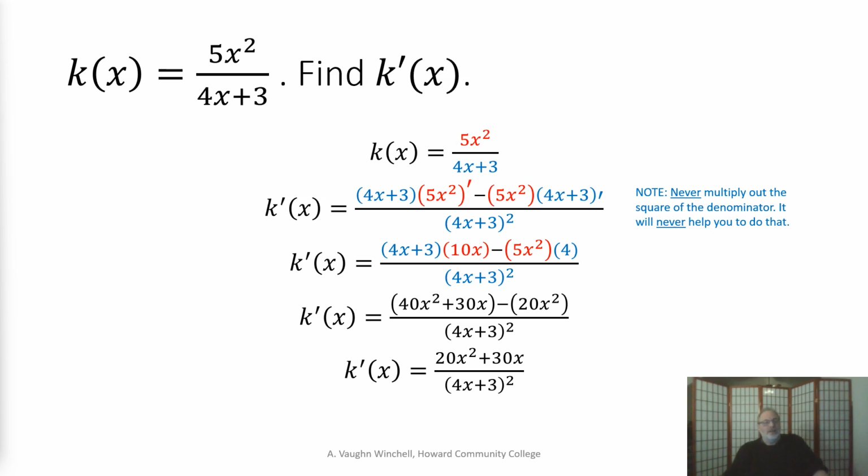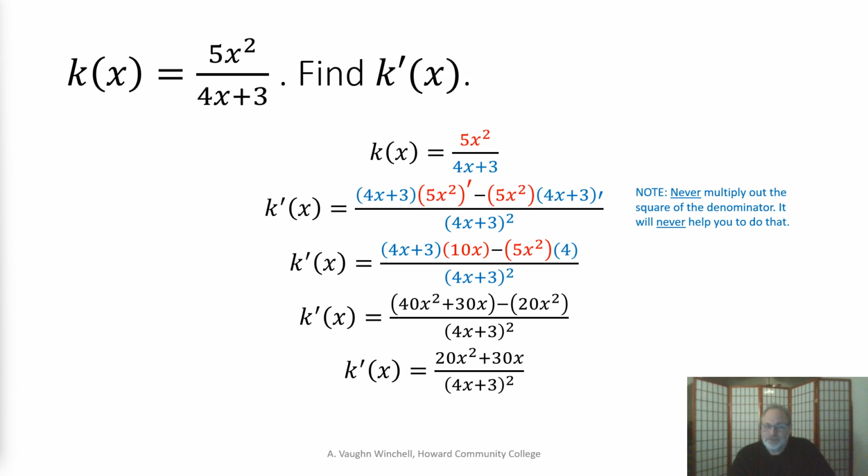Here's my function. I have the numerator high written in red. I have the denominator ho written in blue. K of x is 5x squared over 4x plus 3. So k prime of x is ho-de high. That's 4x plus 3 times the derivative of 5x squared minus high-de ho. My prime didn't come out up high the way I would have liked it, but 5x squared times the derivative of 4x plus 3, over the square of the denominator.